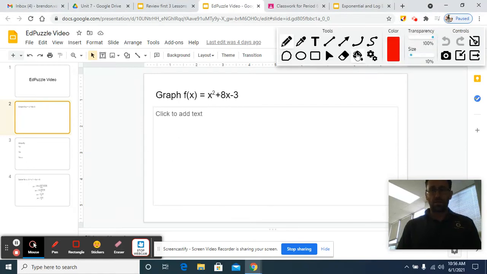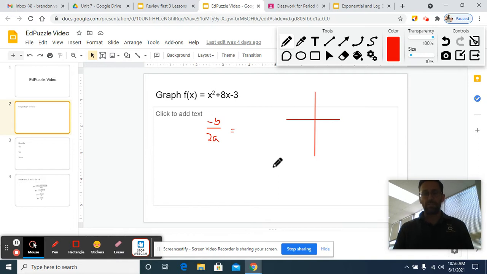Okay, graphing quadratics. I taught you the shortcut, but let's just do this the way that we did it for most of the time. Negative b over 2a. And so the axis of symmetry would be negative 8 over 2, because it's 2 times 1, which is 2. So that's negative 4.